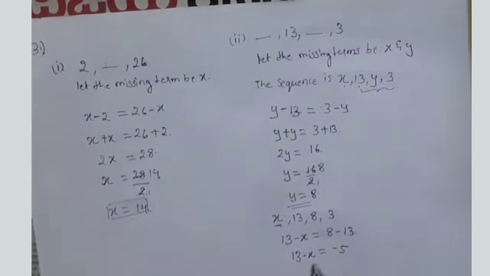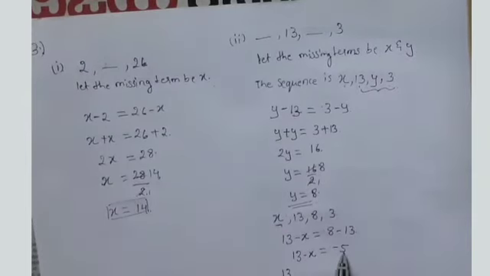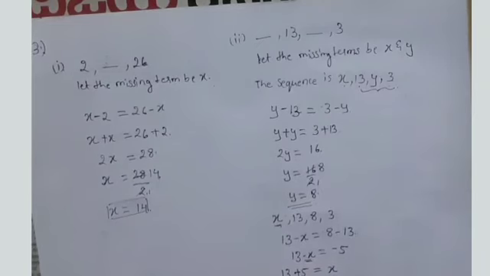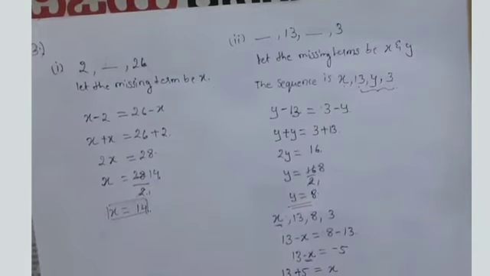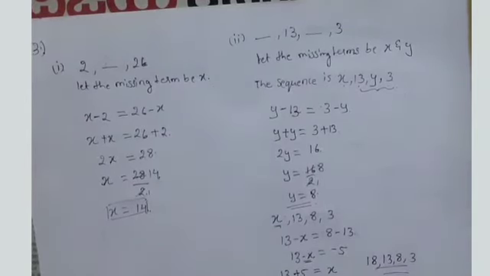Now I will transpose the terms. How will I transpose the terms? 13 I will keep it as it is. Minus 5 from RHS I will transpose to LHS, it will be plus 5. And minus x from LHS I will transpose to RHS, it will be plus x. So 13 plus 5 is 18, which is equal to x. It means the value of x is 18. So the sequence formed here will be 18, 13, 8, 3. So this is the required sequence.